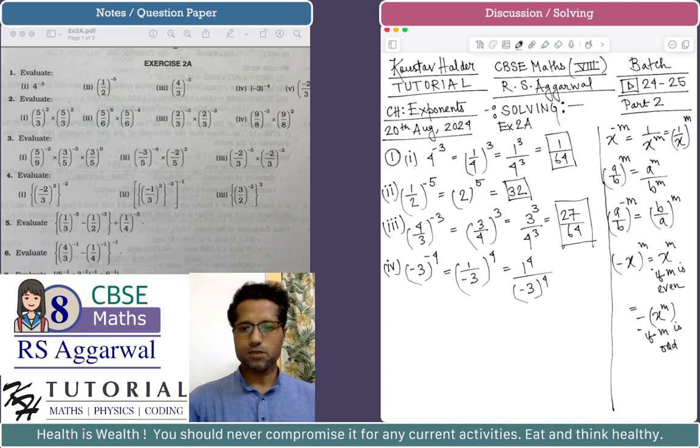Okay, so now we see the numerator 1 to the power 4 is 1. 1 to the power any power is always 1. Base 1 and power anything, it will always be 1. Now we have in the denominator minus 3 raised to the power 4. The power 4 is an even integer. So this will be 3 to the power 4, and this is equal to 1 by 81.